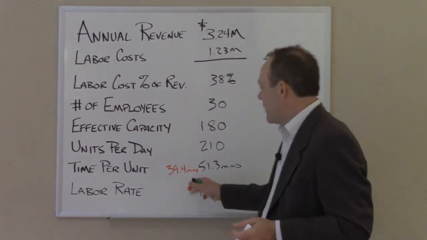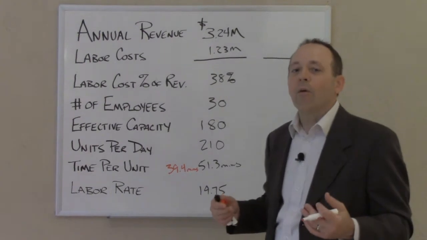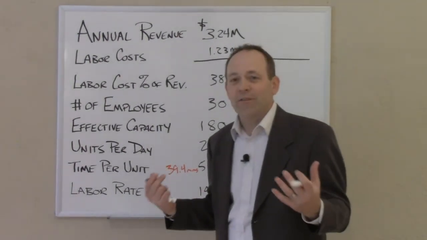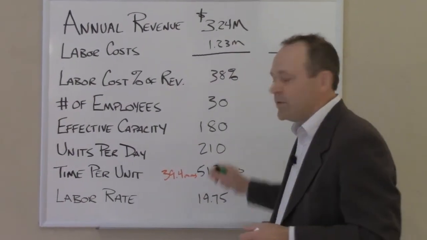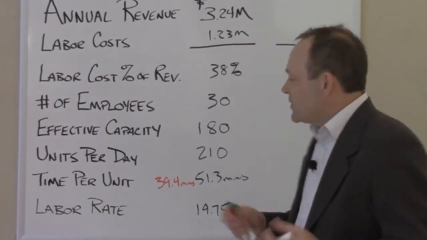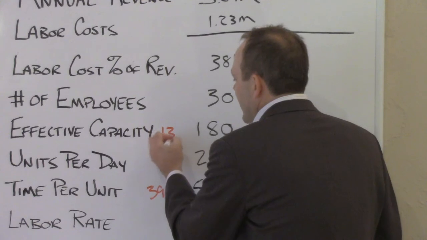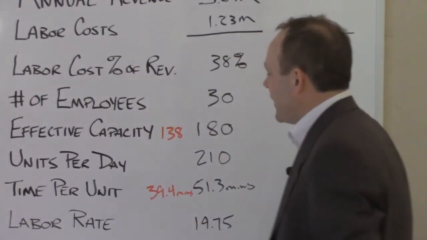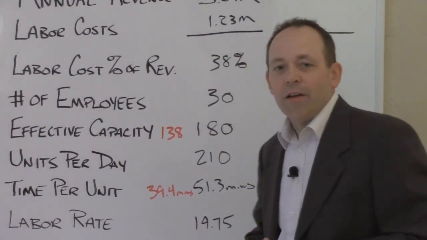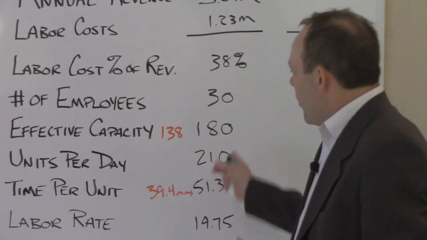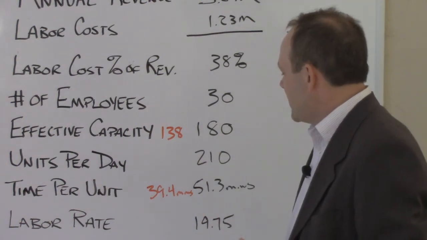Now, what does that mean? Well, it means that we probably don't need 180 hours of effective capacity in this organization if we still want to produce the 210 units. If we run the numbers, we find out really quickly that we only need 138 hours of effective capacity to produce 210 units. So what happens with the 42 hours difference?